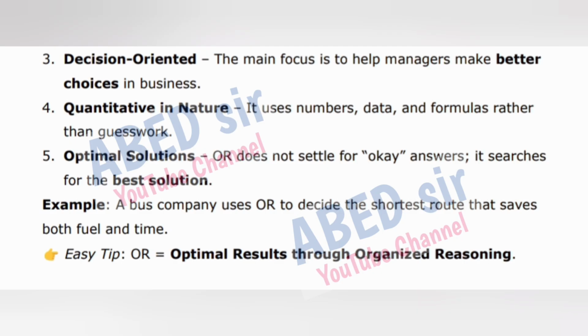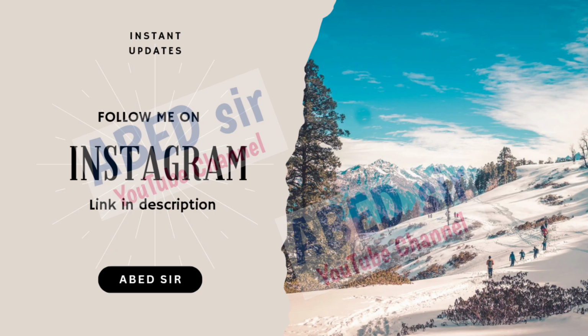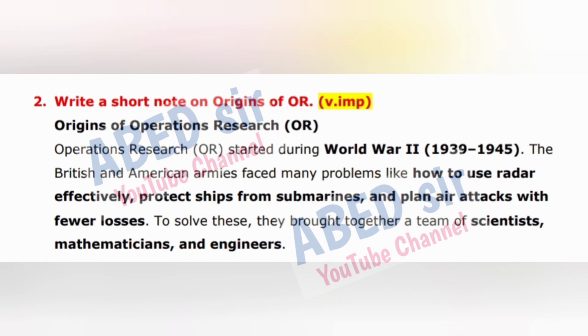Example: a bus company uses OR to decide the shortest route that saves both fuel and time. Easy tip: OR equals optimal results through organized reasoning. Next important short question is: 2. Write a short note on origins of OR.